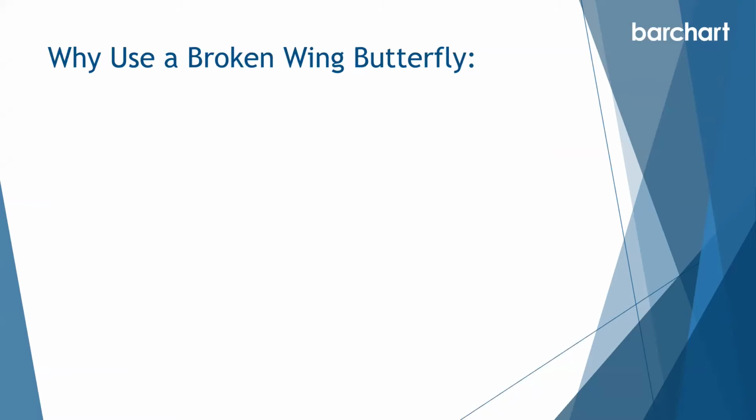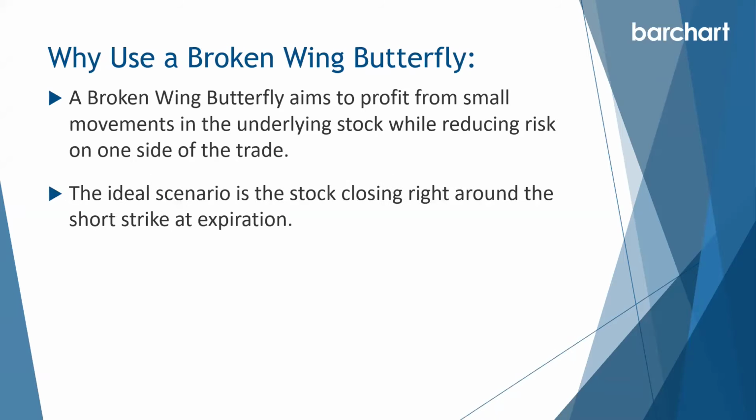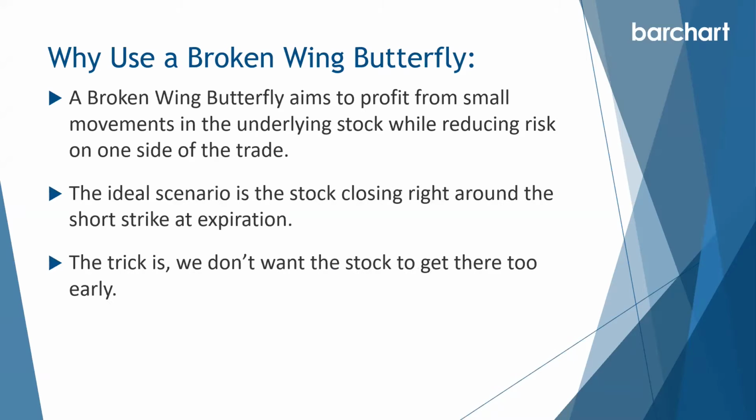Why would we use a broken wing butterfly? Well, a broken wing butterfly aims to profit from small movements in the underlying stock while reducing risk on one side of the trade. The ideal scenario is the stock closing right around the short strike at expiration. The trick is we don't want the stock to get there too early.